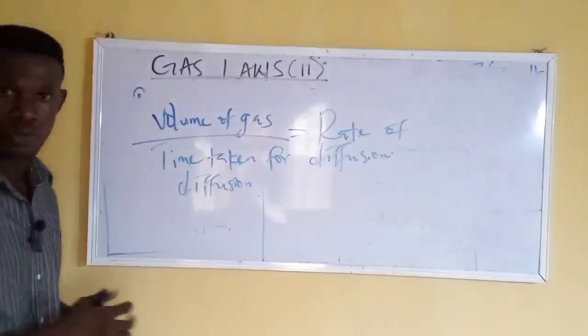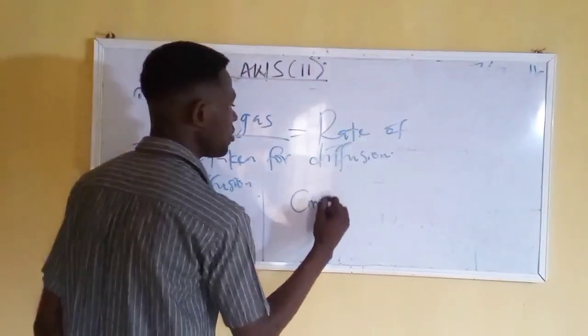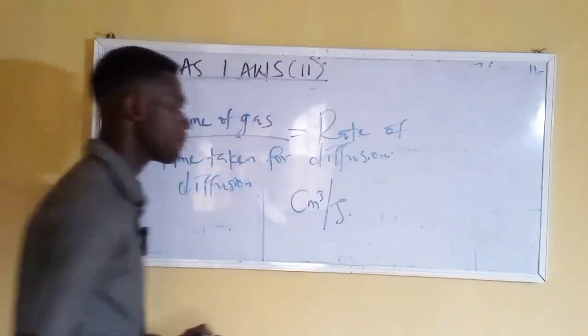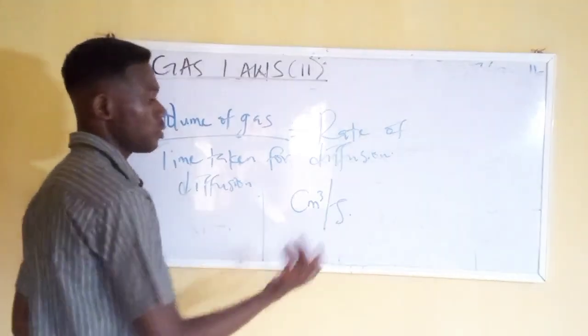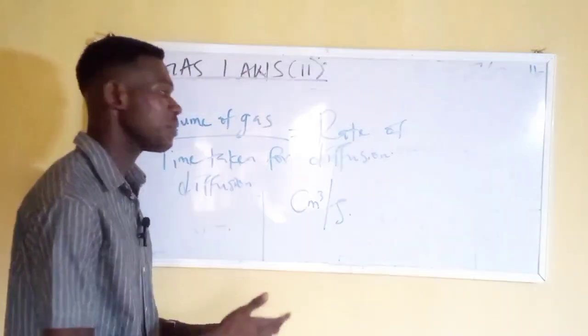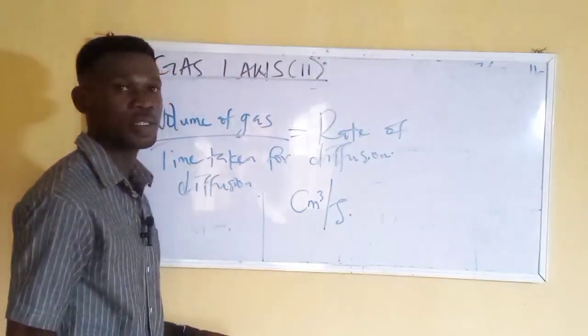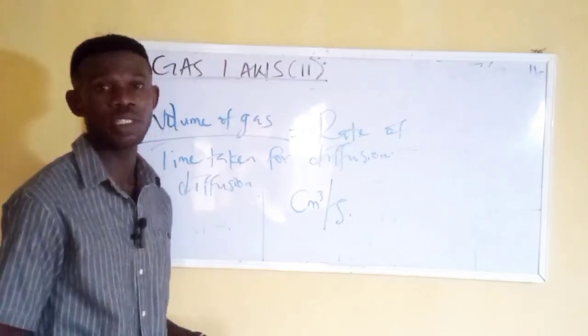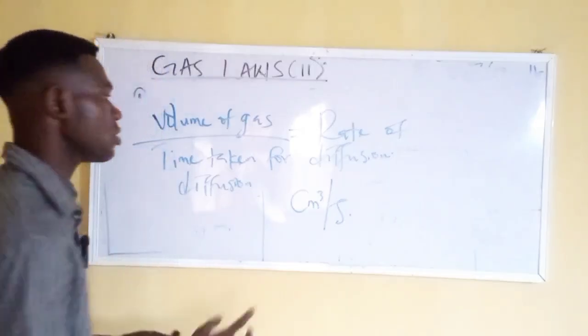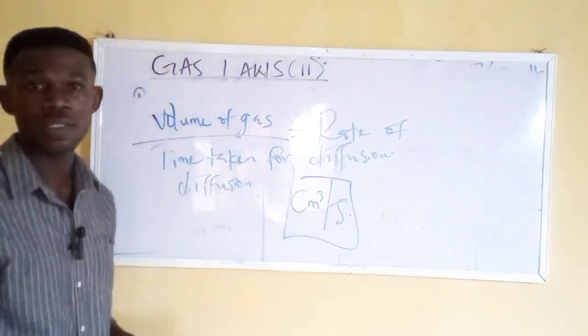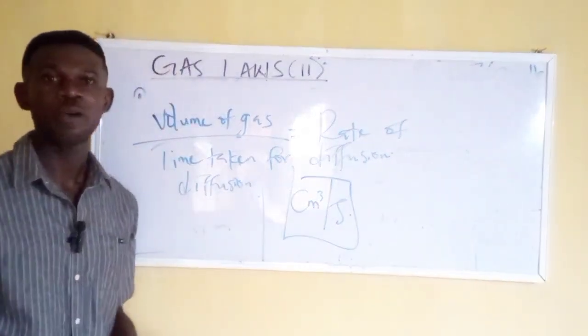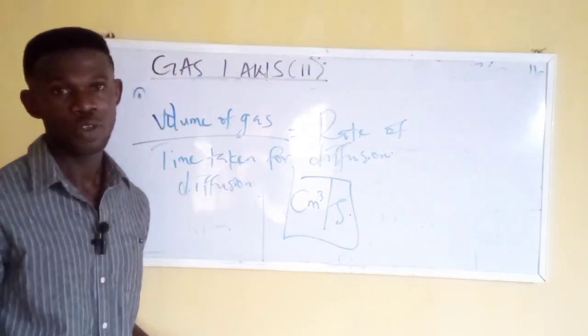And the unit of rate of diffusion is given as centimeter cubed per second, meaning that if your time is given in minutes, it should be converted to seconds, except the question demands that it should be in minutes, but it should always be in centimeter cubed per second. Now we've given this analysis, it is time to carry out our calculations. So let's go.